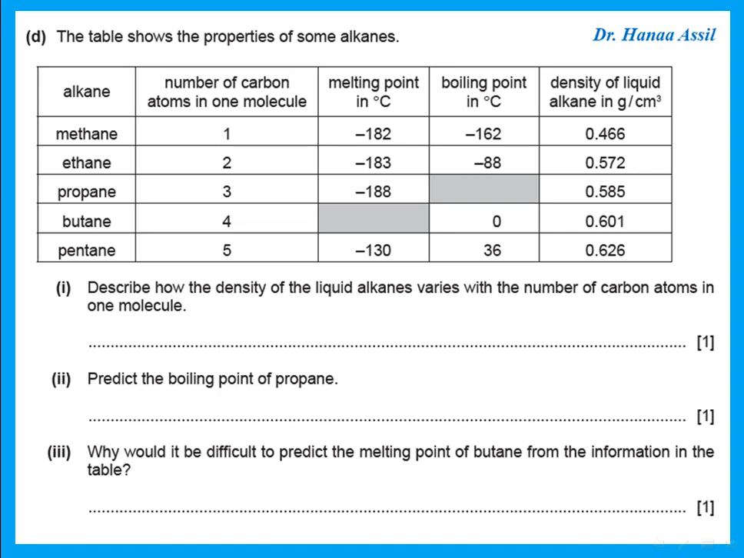The table shows the properties of some alkanes. Describe how the density of the liquid alkanes varies with number of carbon atoms in one molecule. So he's talking about the density. Can you see where the density and the number of carbon atoms? So we have number of carbon atoms, 1, 2, 3, 4, 5, and we look at the density. So as the number of carbon atoms increases, what happens to the density? Well, you can see density increases as the number of carbon atoms increases.